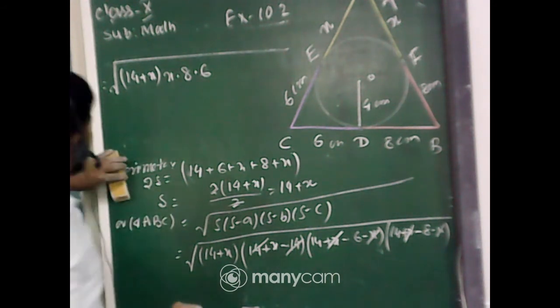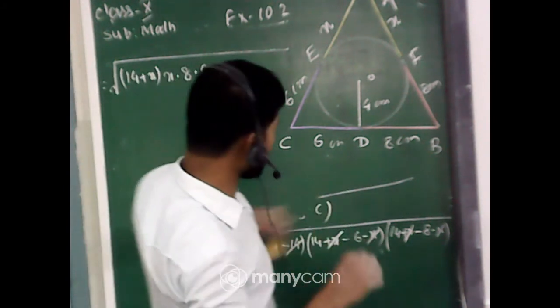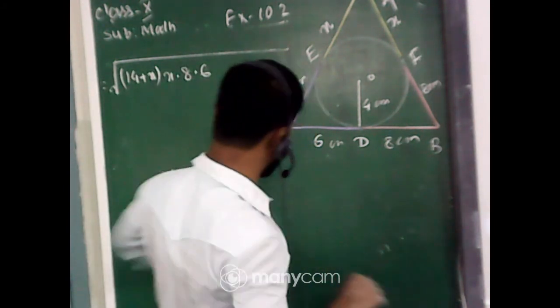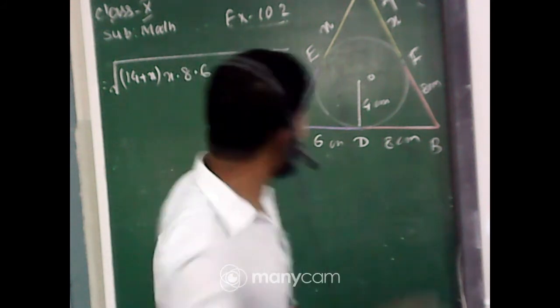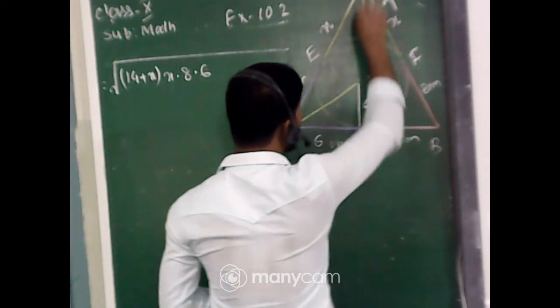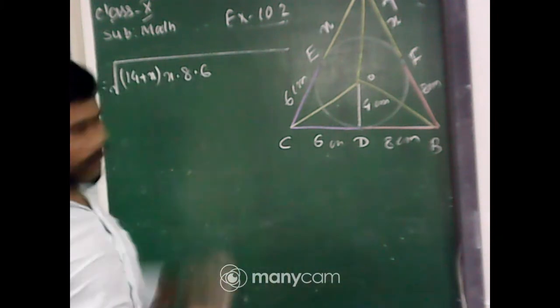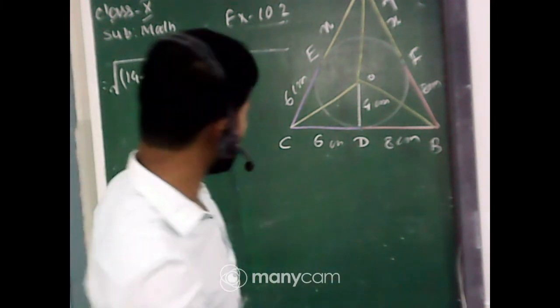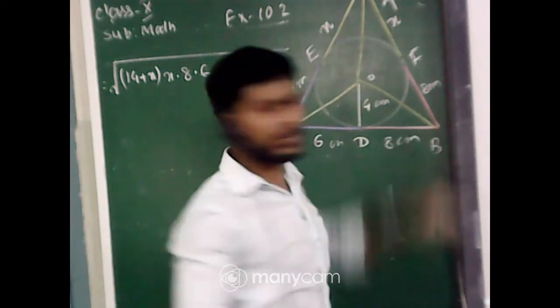Clear? Okay. Now we'll find out the area of the triangle in a different way. How? By joining CO, AO and BO. We are joining AO, BO and CO. Now look, AOB, BOC and AOC all are triangles.